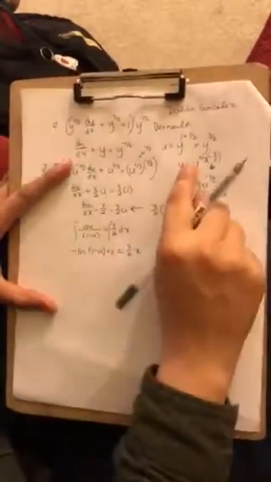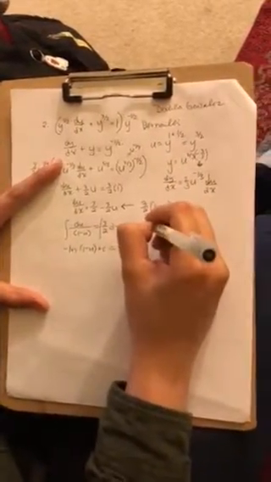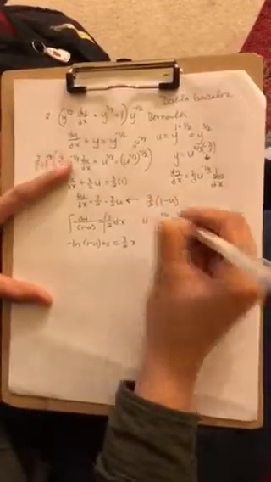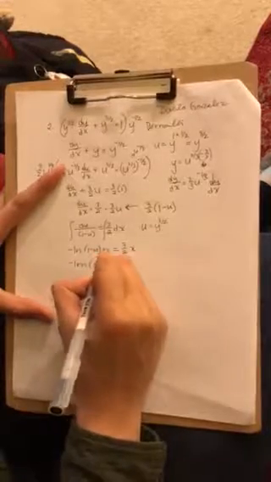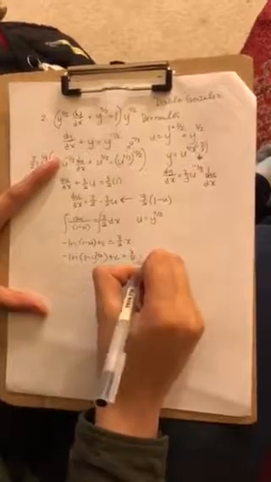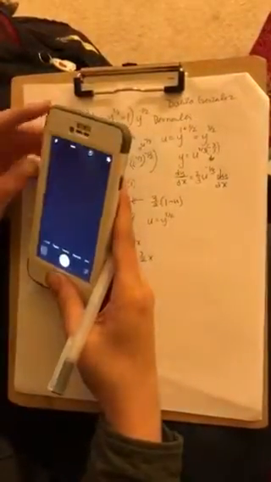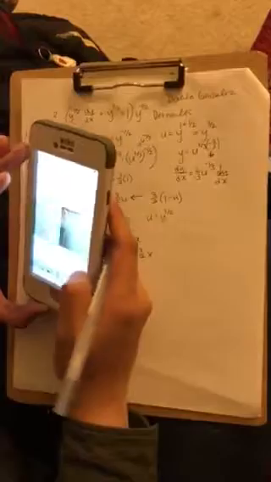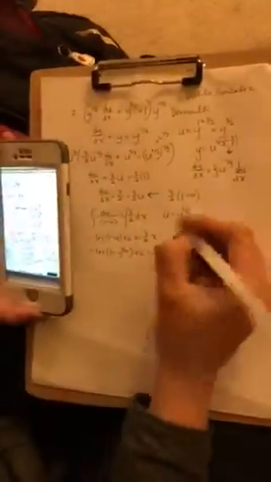So we know from this substitution up here that u is equal to y to the 3/2. So we can do negative ln of 1 minus y to the 3/2 plus c is equal to 3/2 x. And if I'm correct, I totally forgot what this problem looked like. If I'm correct, this problem has an IVP, so y of 0 is equal to 4.